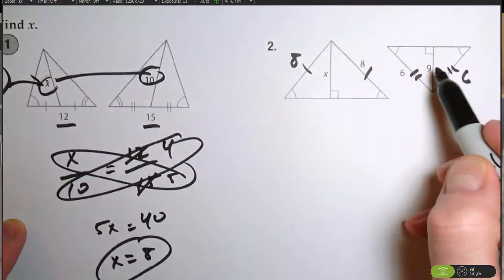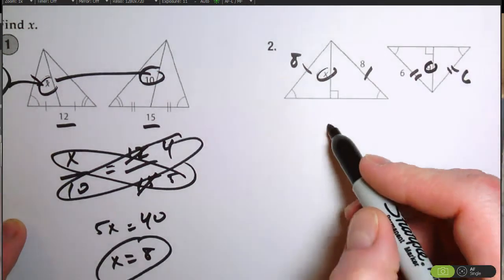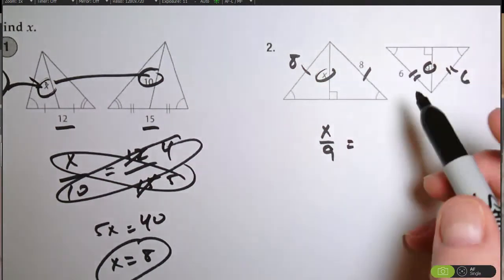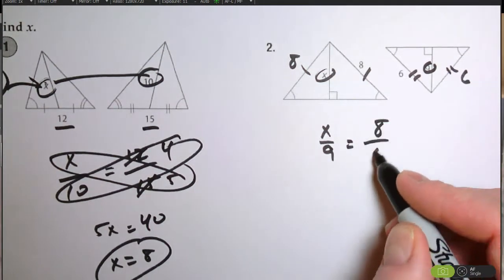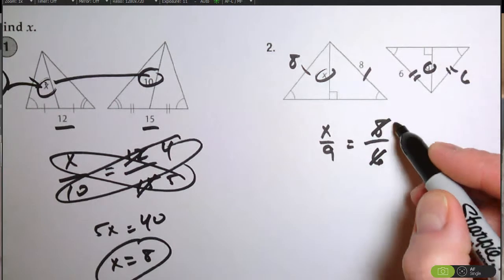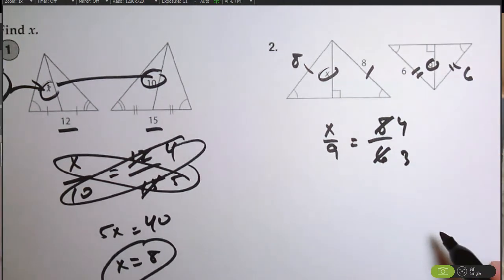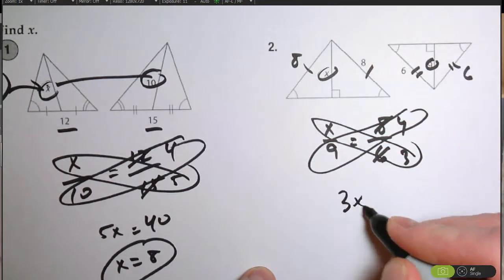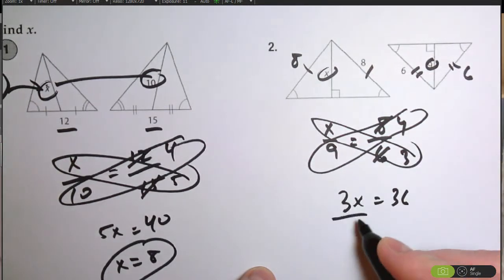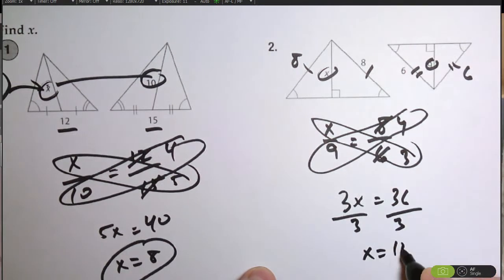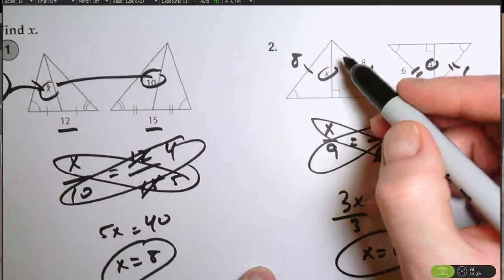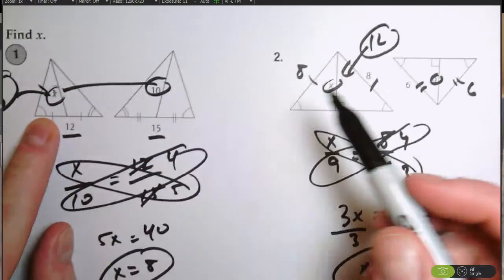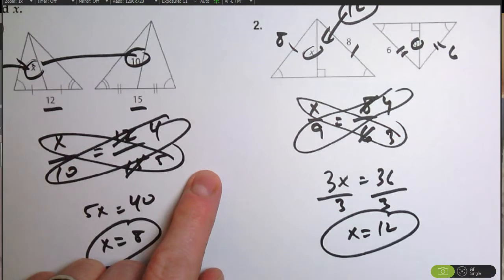So altitude to altitude, x to 9, has to equal part to part, side to side, so 8 to 6. This does reduce to become 4 to 3, so it makes it a little bit easier for us. And then just cross multiply. 3 times x is 3x. 9 times 4 is 36. Divide by 3. 12. So the altitude here is 12. Okay. So the median was 8 for number 1. The altitude was 12 for number 2.